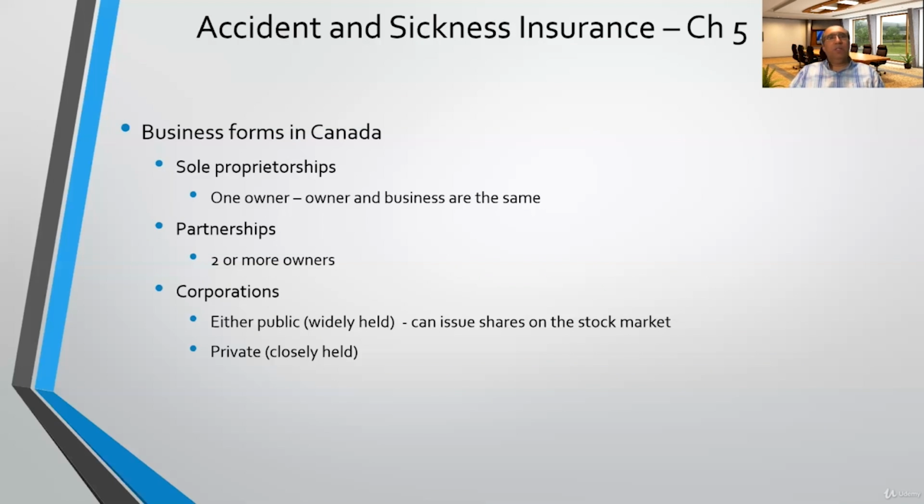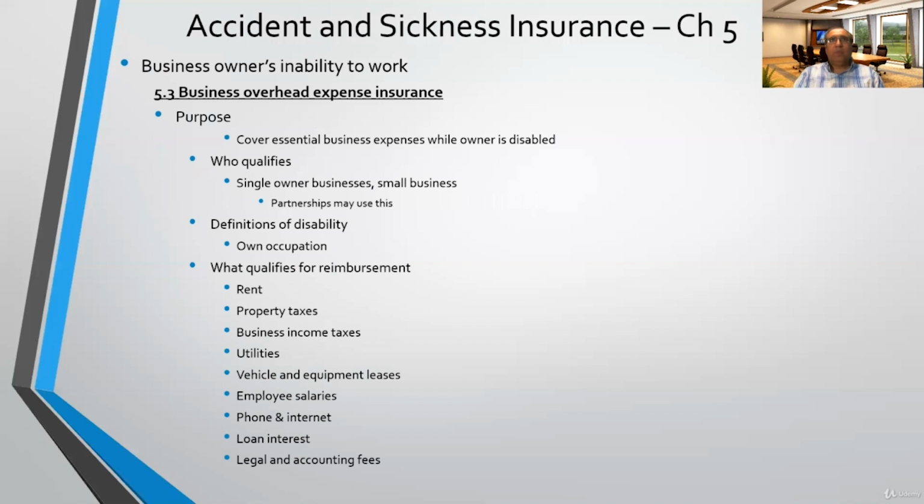Then you have corporations, which are a separate legal entity. You can register a separate corporation. It can be federal or it can be provincially incorporated. And then either this company can issue shares on the stock market if it is public. If it is private, it only issues shares to their own family or to the friends.